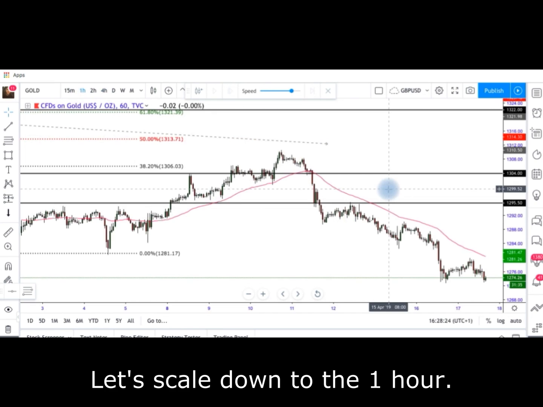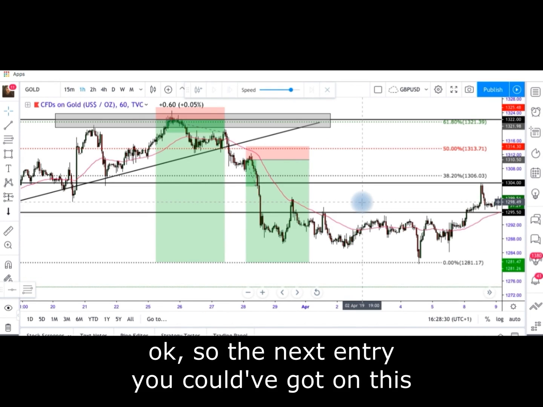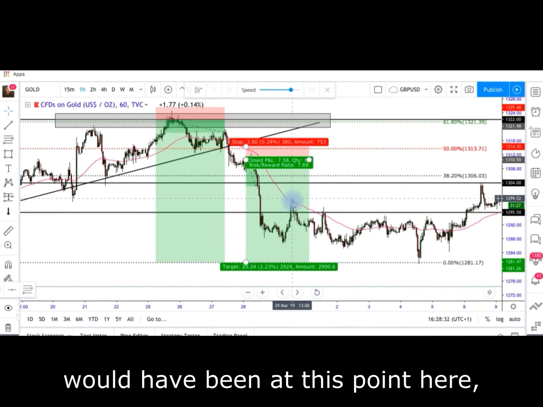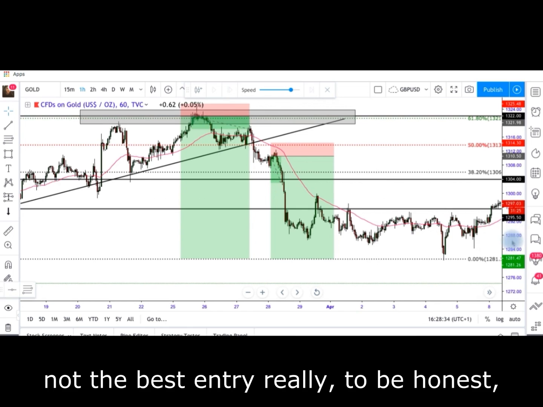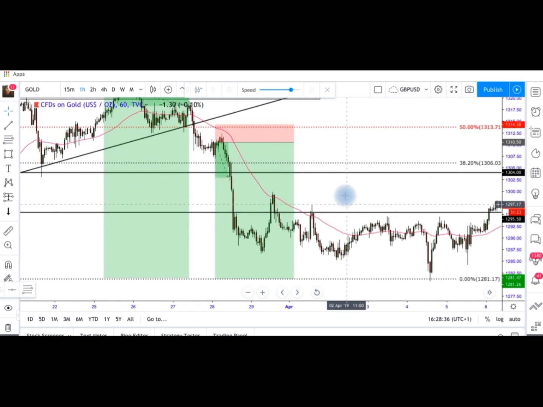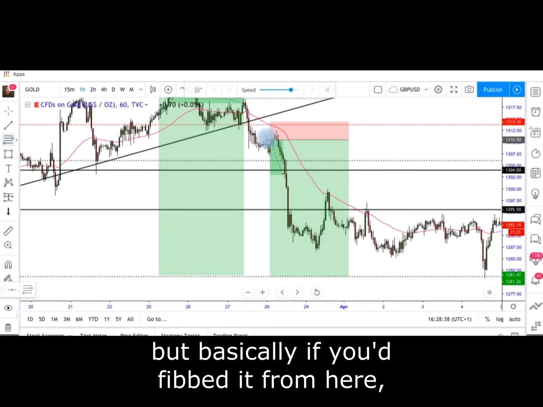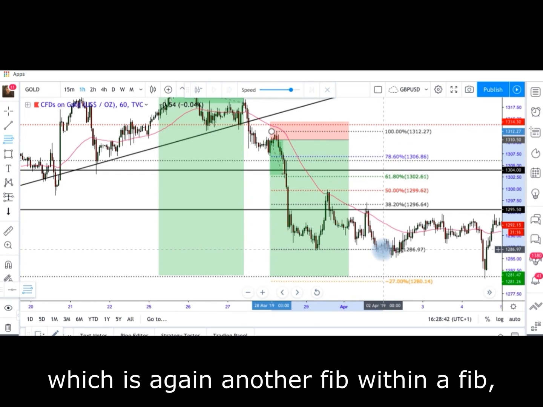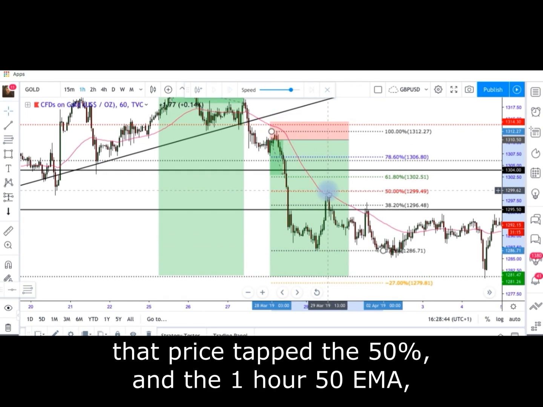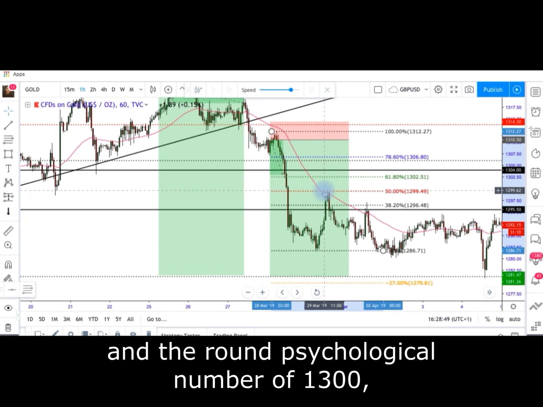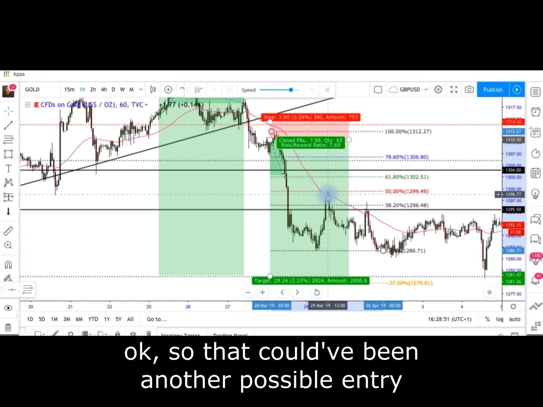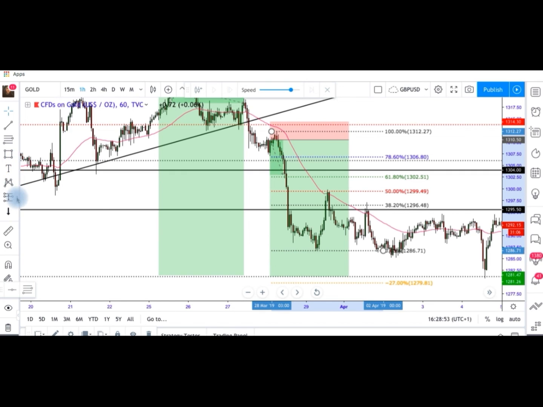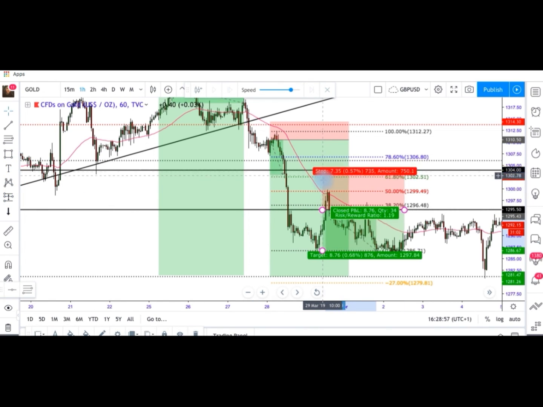Let's scale down to the 1 hour. Okay, so the next entry you could have got on this would have been at this point here. Not the best entry really, to be honest. But basically, if you'd fibbed it from here, which is again another fib within a fib, to here, you could have seen that price tap the 50% and the 1 hour 50 EMA and the round psychological number of 1300. So that could have been another possible entry to go short here.